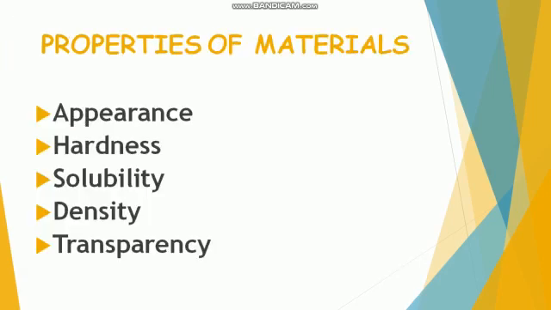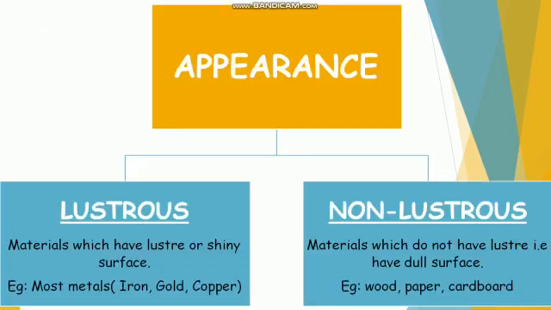Now, materials are also categorized with the help of their properties. There are 5 properties of materials. They are appearance, hardness, solubility, density, and transparency. We'll study them one by one. First of all, appearance. It can be classified in two ways. First is lustrous, second non-lustrous.